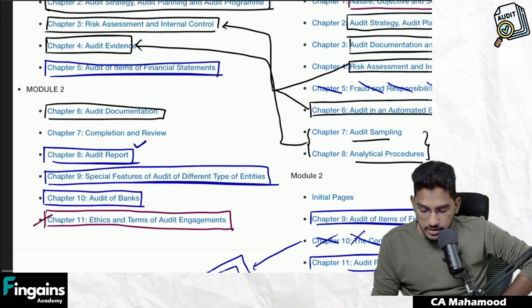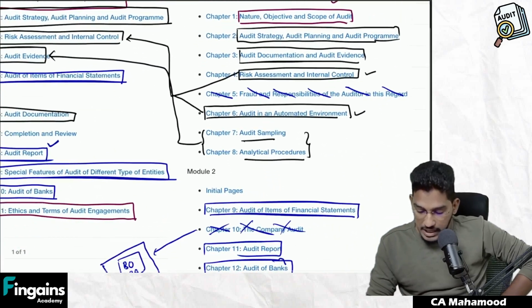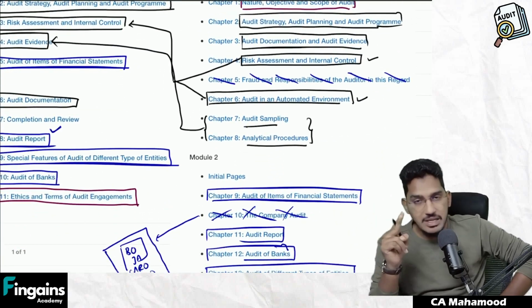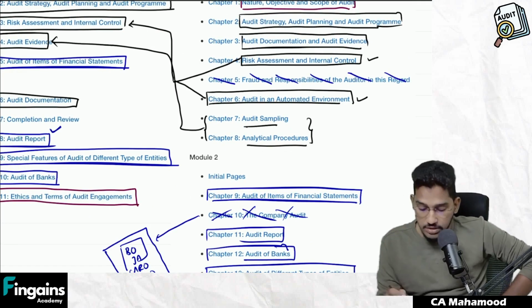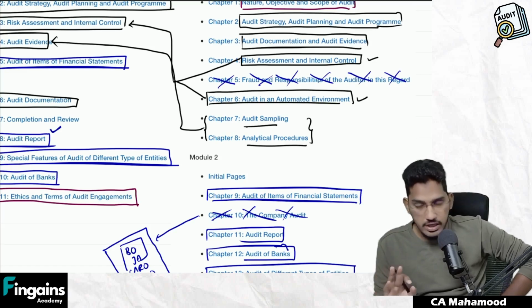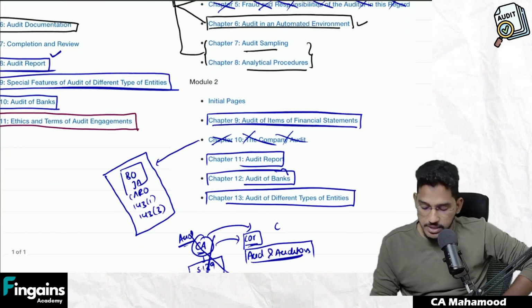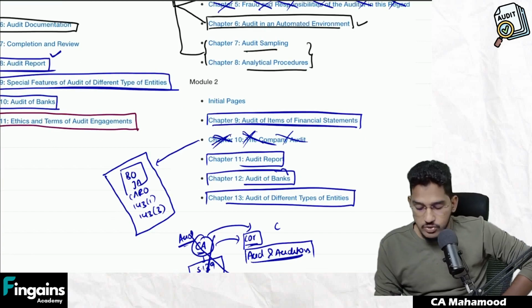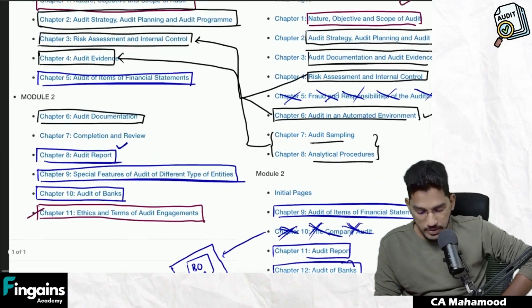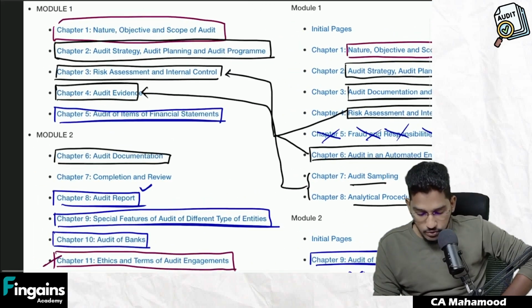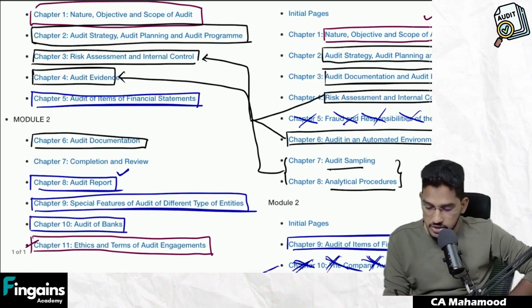So if you see here, as per the old scheme, two chapters have been excluded under the new scheme. Which chapters are excluded? Fraud and responsibilities of auditor, this chapter is no longer there as a part of our new scheme. And the company audit chapter has also been excluded under the new scheme of the auditing syllabus. And now if you come to the new scheme, there is one addition which they have done.